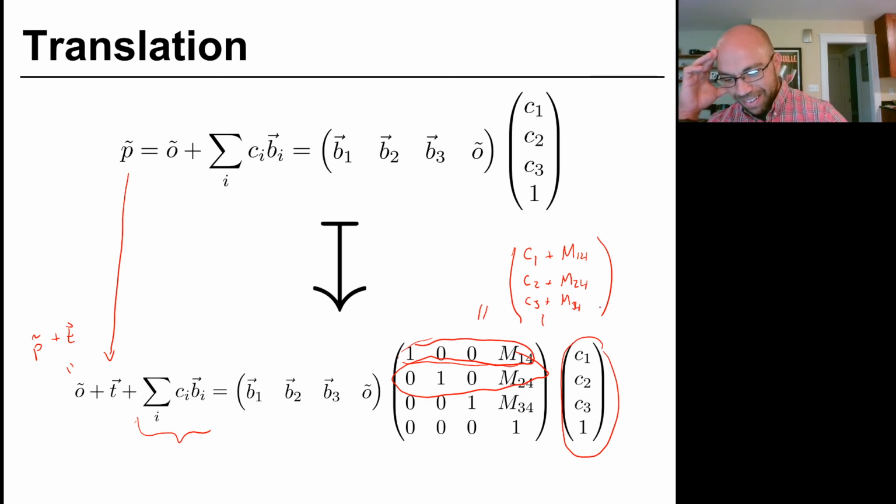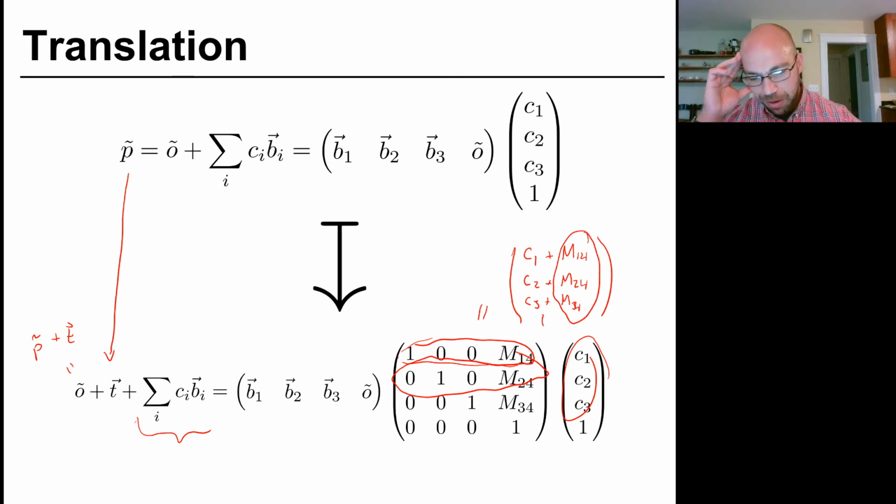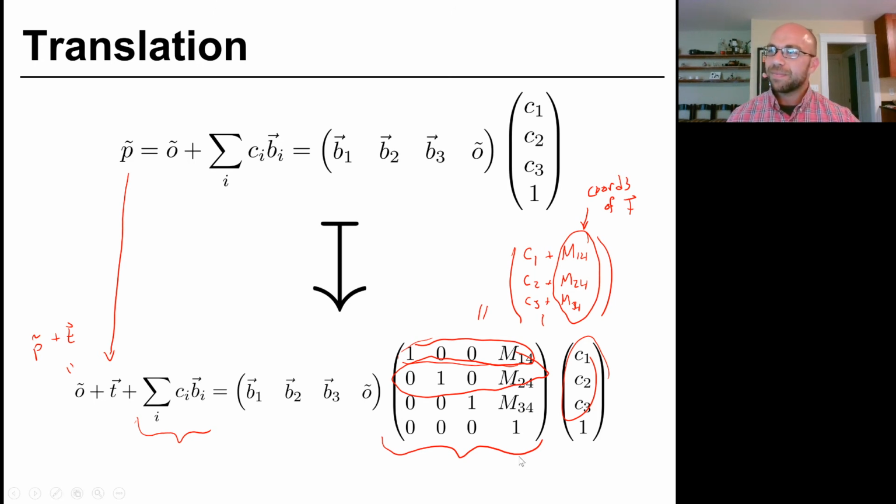So take a look at what happened. It took the original point, whose coordinates were C1, C2, C3, and it mapped it to a new point, which was shifted by M14, M24, M34, but this is exactly the coordinates of our translation vector t. So in effect, this matrix that I've written here is a new motion that allows for translation in this cool 4x4 coordinate system that we've written down.